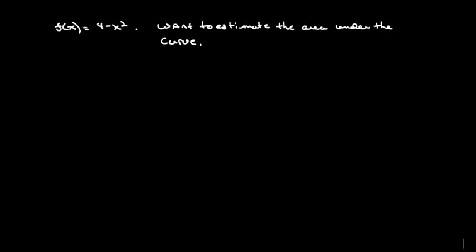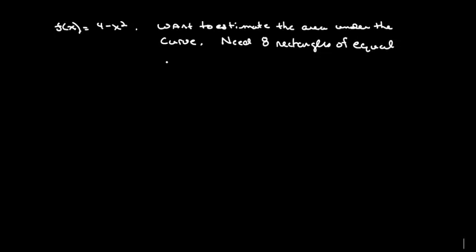So again, we have this function f of x, which is equal to 4 minus x squared. And we want to estimate the area underneath the curve, but still above the x-axis, between the x values from 0 to 2. So what do we need? Well, this problem asks for 8 rectangles placed underneath.